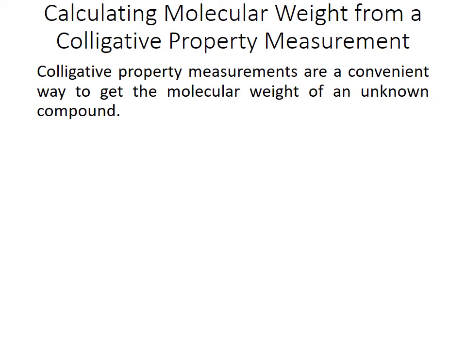In this video, we're going to go over the process of how we use a colligative property measurement to calculate the molecular weight of an unknown substance, and then we're going to go through a step-by-step example. Colligative property measurements are a really convenient way to get the molecular weight of an unknown compound. We commonly find undiscovered molecules, and learning the molecular weight is a first step in figuring out their structure.